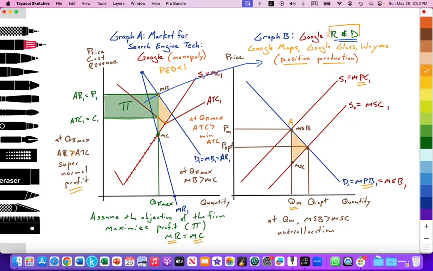We can highlight that at QM, marginal social benefit is greater than marginal social cost. Thus, there's an underallocation of resources versus what is desired by society. The benefits of these technologies that are being privately developed by Google are spilling over positively to the rest of society. Thus, MSB is greater than MSC. That creates a welfare loss, which is the triangular shaded area. Social optimum would be achieved where marginal social cost equals marginal social benefit at point C. At point C, we have a price optimum and a quantity optimum.